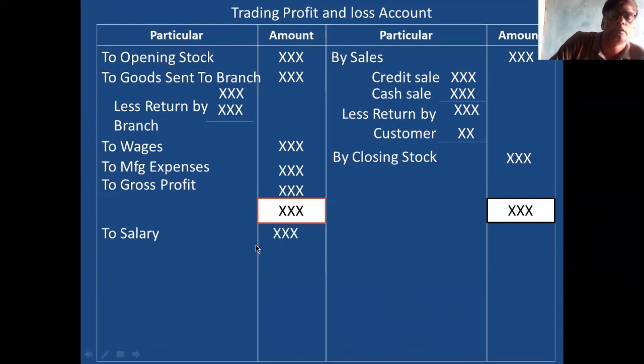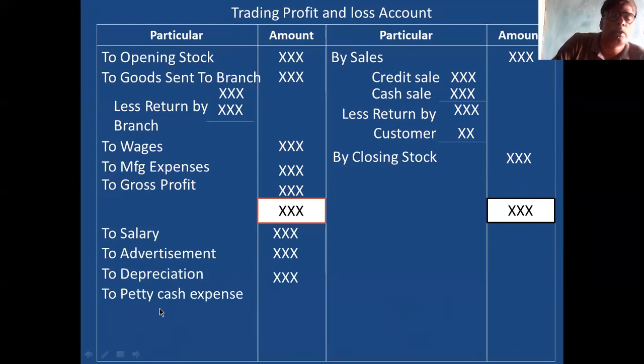First, I'll take salary. Second, I'll take advertisement. Third, I'll take depreciation. Fourth, I will take petty cash expense. You consider this point very important. Here I will take petty cash expenses, not petty cash received, not opening petty cash, closing petty cash. This is very important. Petty cash expenses.